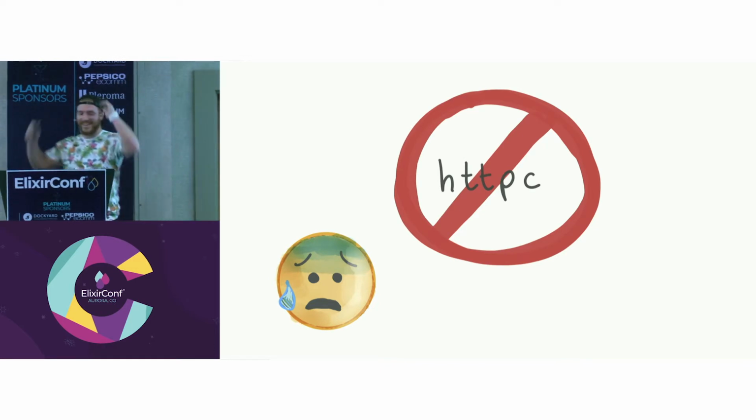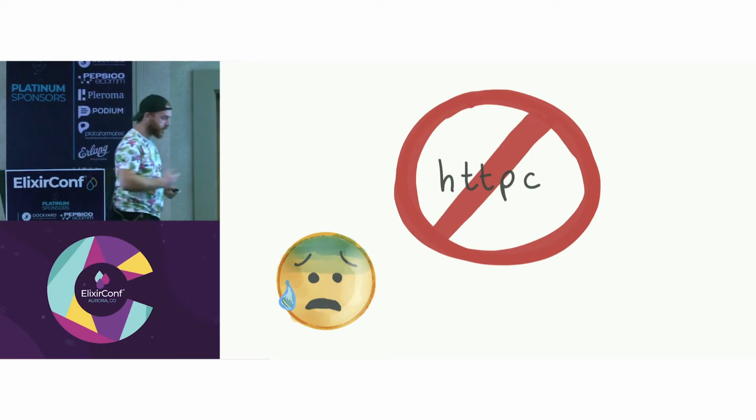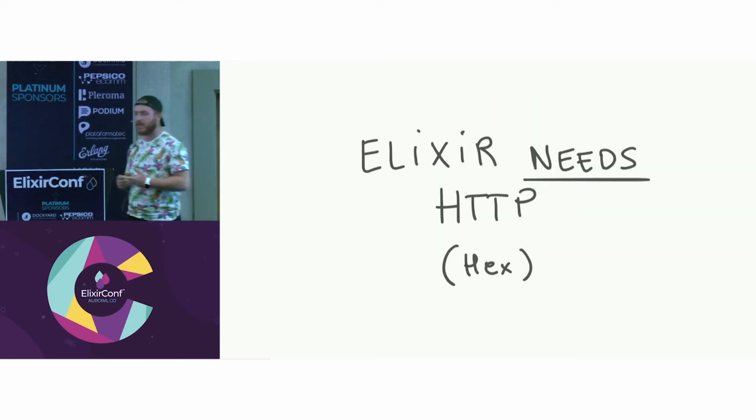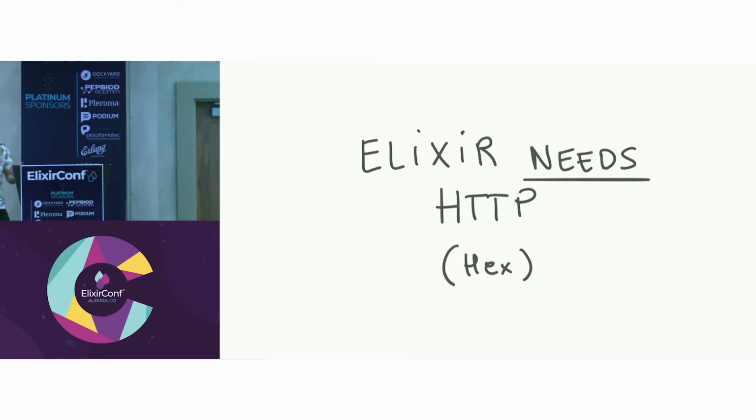Yes. OK, so we use HTTPC for a bunch of stuff. Elixir needs HTTP for a bunch of stuff, like fetching packages, for example. So if HTTPC was going to go away from the Erlang standard library, we needed an Elixir client, an Elixir HTTP client that we could use, and it would probably ship with the standard library. So we got to work.